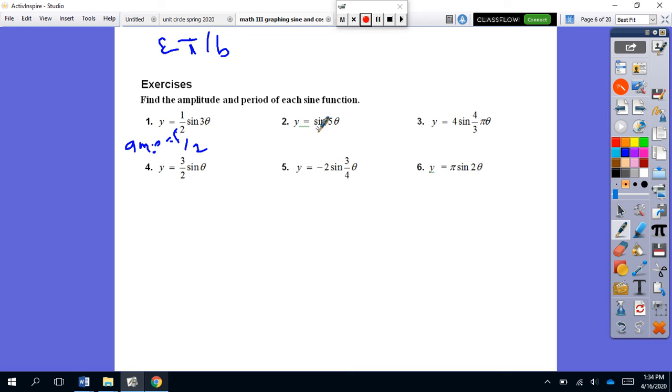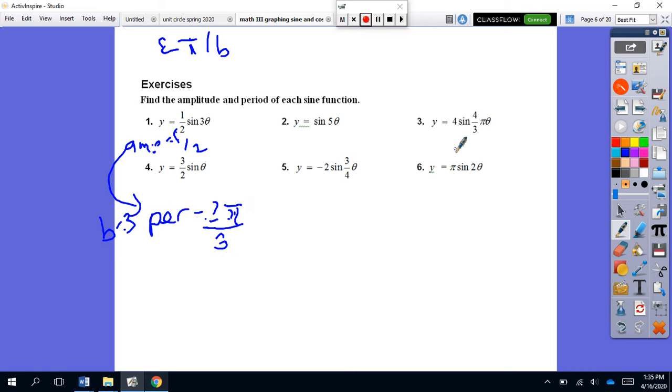So for instance, in this one, theta is your x, because we're measuring it in radians. Remember, theta represents radian measures. So in this case, b would be 1. If you look at number 2, a is 1, because there's no a there. So in this case, since b equals 3, we're going to use 2 pi over 3 for the period.